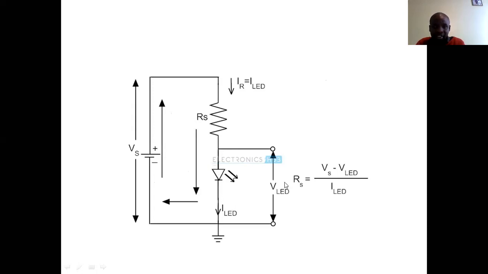And the resistance across the LED, or the resistance here, can be the voltage across the source minus the voltage across the LED, divided by the current which is now going to flow through the LED. So that's how you can calculate the resistance.